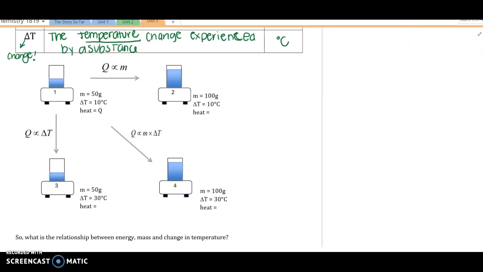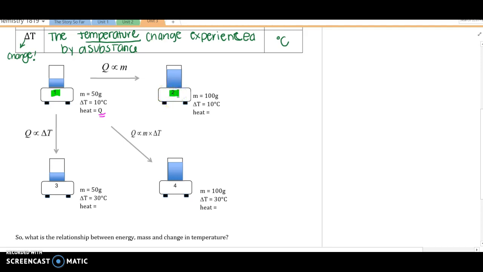If we take a look at beaker number 1, we see that we have 50 grams of a substance and we've heated it so that it has a change in temperature of 10 degrees Celsius. We heated it with Q amount of energy. So this is kind of our base point. The first thing we want to do is take a look at situation number 2.